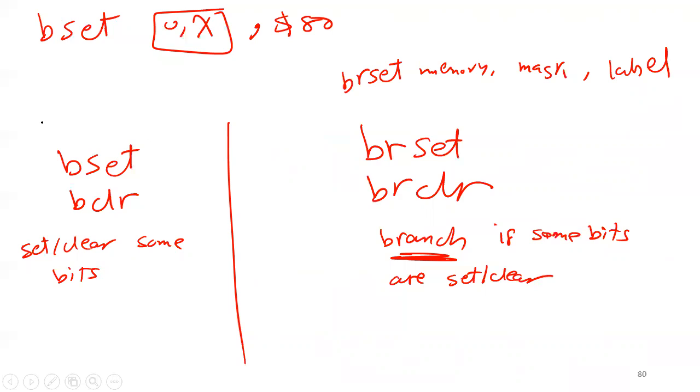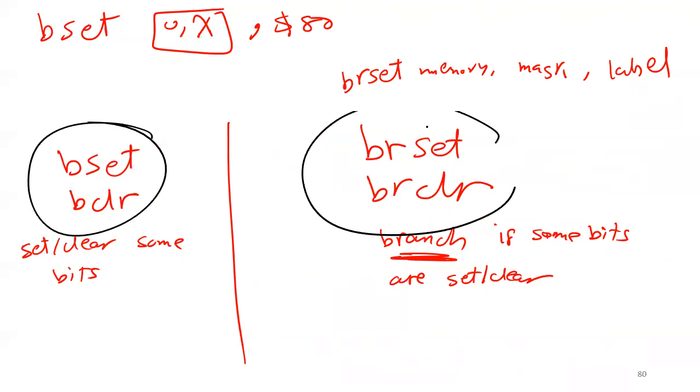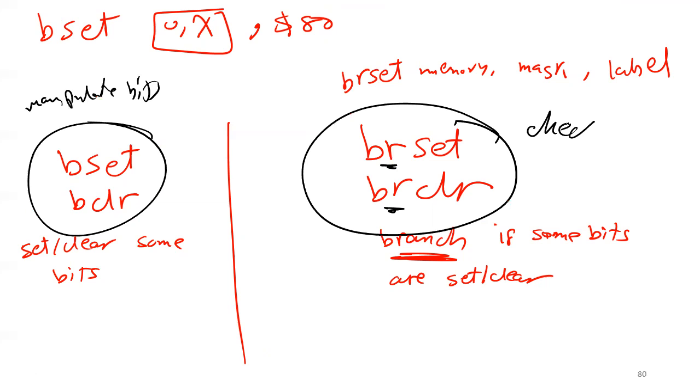Also, before I explained branch if clear, branch if set. That's what I explained before, and that's what was used in the last lab. Look, the spelling is very close, but the operation is completely different. This one is going to branch if it is clear or set. But this one is going to manipulate bits. So I can say it this way: this one manipulates bits, but this one checks bits. You want to check some bits, and you want to branch or not. Is that okay, guys? Any question?